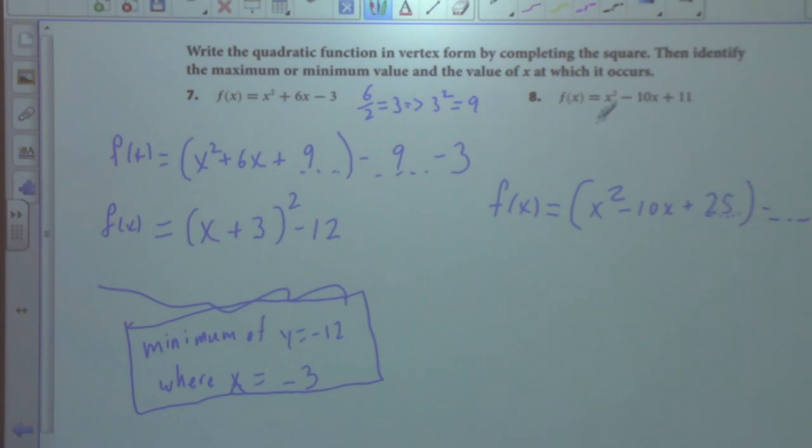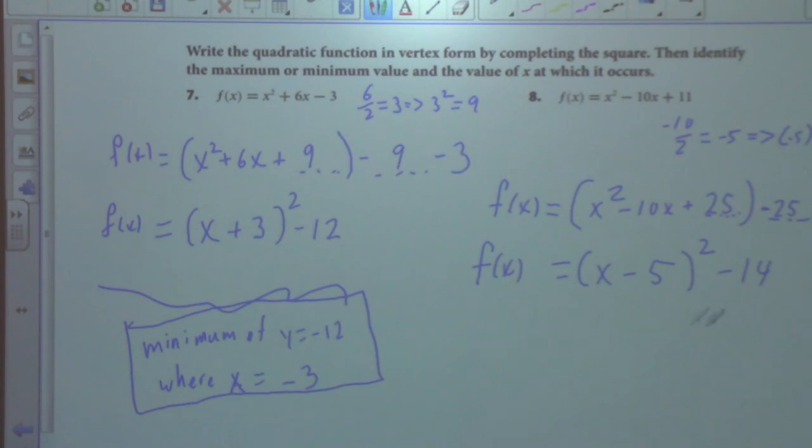Is everybody okay with that? We take negative 10 divided by 2. We get negative 5. Negative 5 squared is 25. Looks good. And what goes out here? Minus 25. So what do we have? We have x minus 5 squared, and what goes out here? Minus 25 plus 11, minus 14.